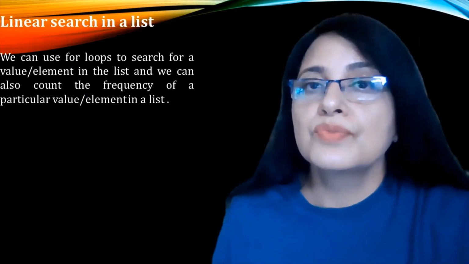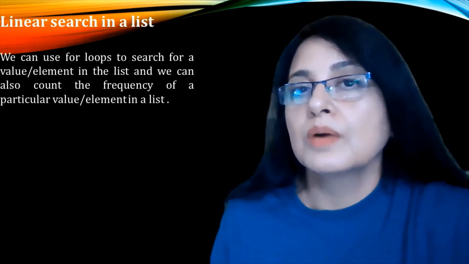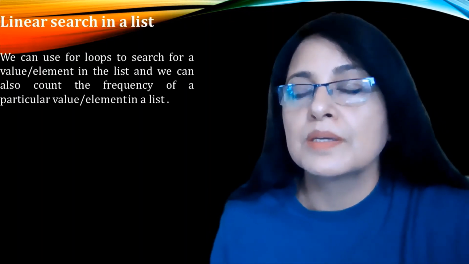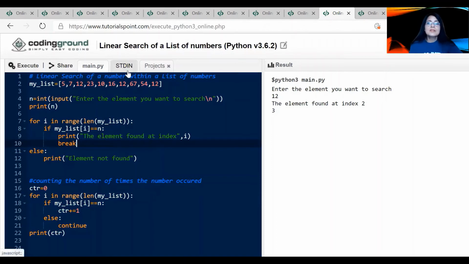We can use the for loop to search for a value in the list, and we can also count the frequency of a particular element or a value in a list. We now start a linear search of a number within a list of numbers, and we're going to use the variable mylist with a set of numbers. We're going to take a user input.